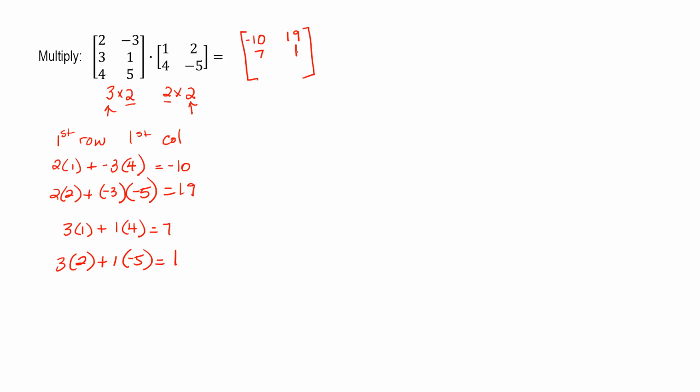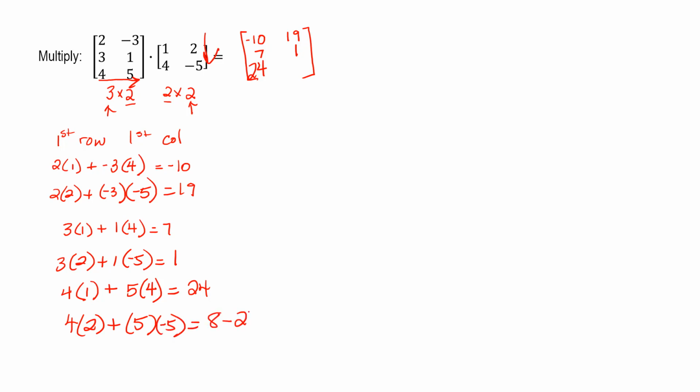So that goes here. Now we're going to move on to the third row of the first matrix. So 4 times first column of the second matrix, 1, and 5 times 4. That is going to be 24. So 4 times 2 plus 5 times negative 5, and that is 8 minus 25, which is negative 17.